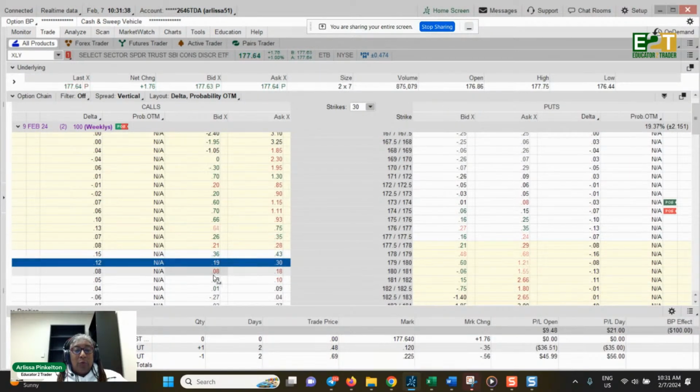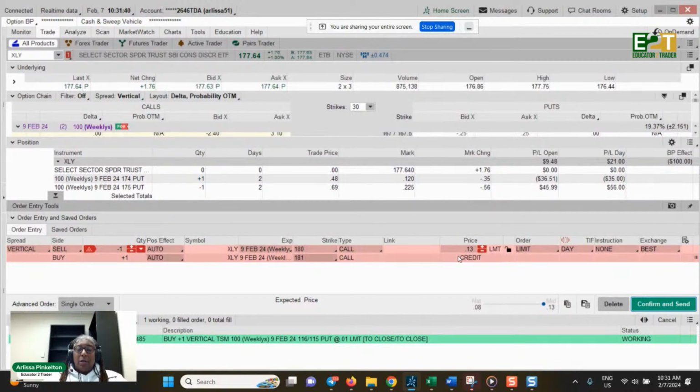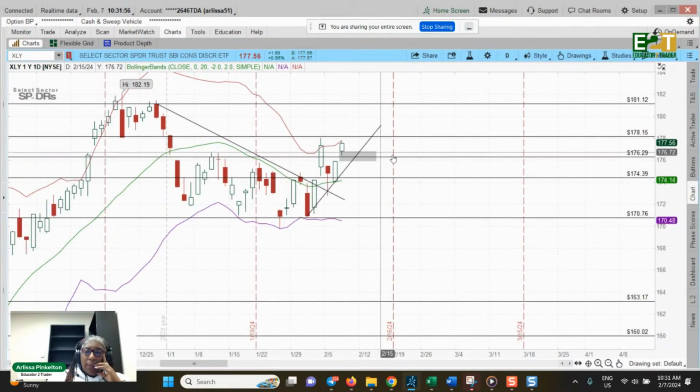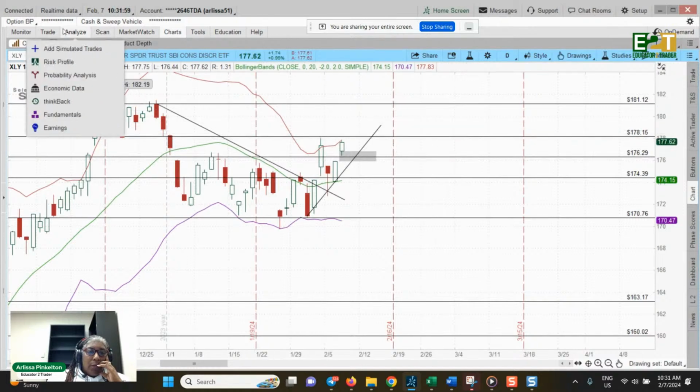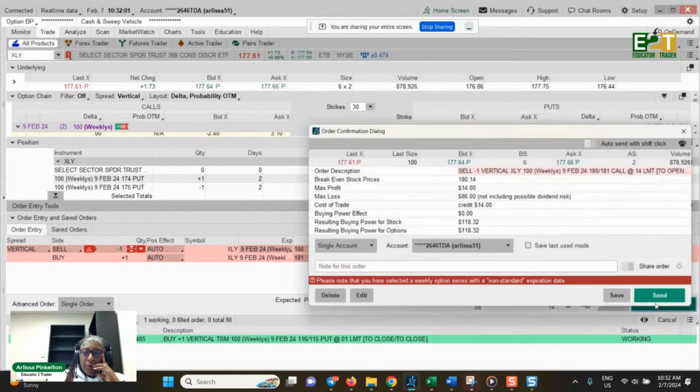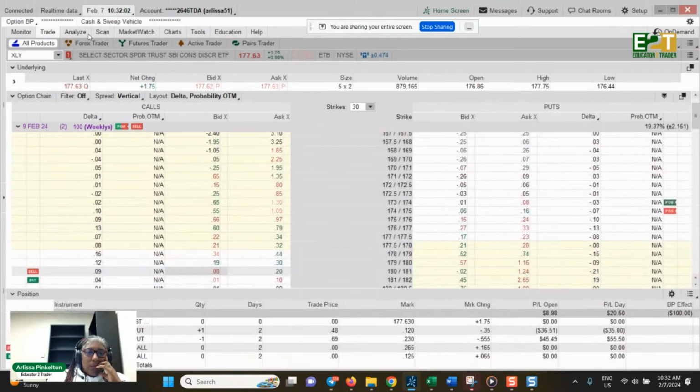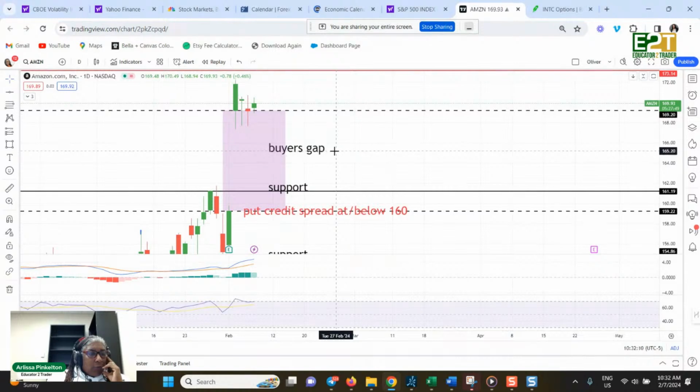So you can go up one more if you want and collect $13. Still good, 13%. I actually like that one myself. 180, 181, plus or minus 2 puts us at 179. You look back at the chart real quick. Oh yeah, that's good stuff. What else do we see?